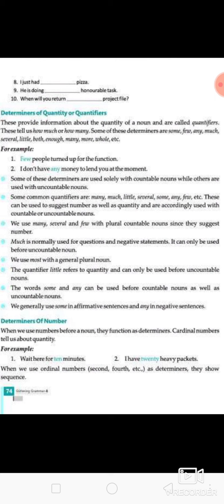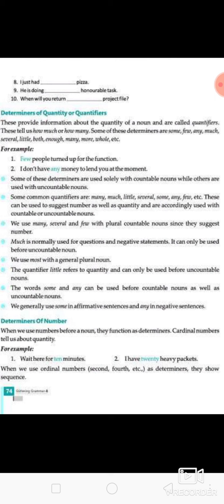Determiners of number. When we use numbers before a noun, they function as determiners and can be categorized as cardinal numbers or ordinal numbers. Ordinal refers to order: first, second, third, fourth. The cardinal numbers tell us about quantity. Wait here for 10 minutes. That talks about some quantity, that is, 10 minutes. I have 20 heavy packets.